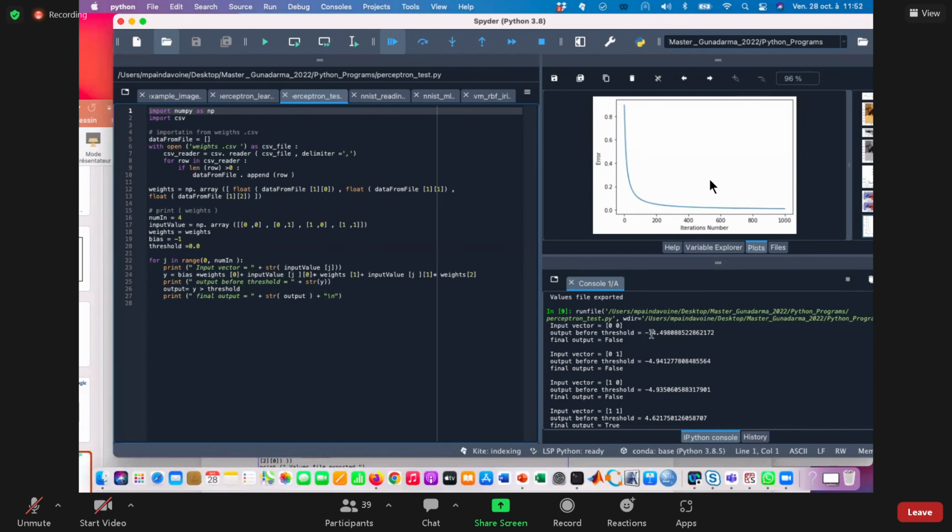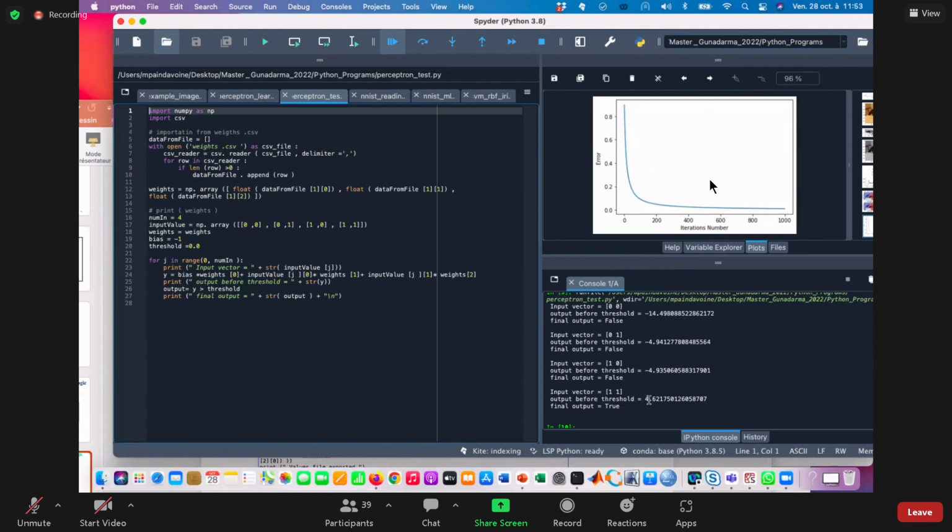Okay, so my threshold was 0. If it's less than 0, it means it's false. If it's positive, it's true, okay? So when I have 0, 0, I obtain false. When again I have 0, 1, it's false. 1, 0, it's false. And now 1, 1, as you can see, it's positive. Here it's true, okay? So now I have learned this perceptron for the AND function.